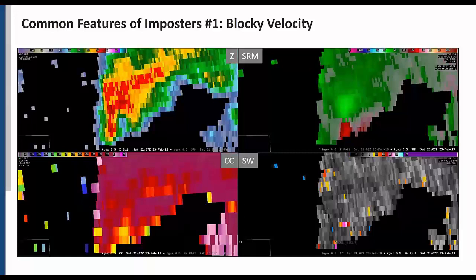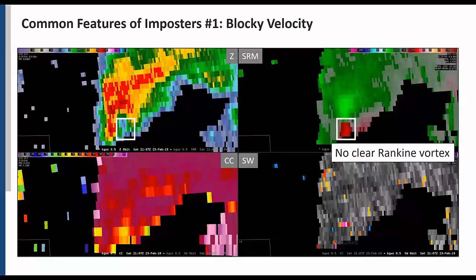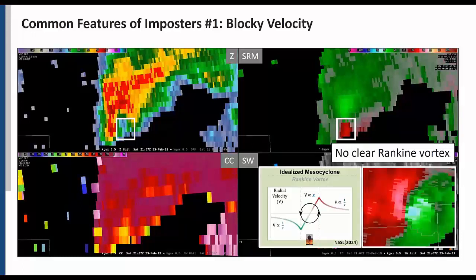The first thing we see is they tend to be blocky in terms of the velocity texture. This is that same example I was just showing a few slides ago. If we look at these outbound velocities, one of the things we see is a kind of monolithic appearance. It doesn't have that classic Rankine vortex appearance to it. Just for the sake of folks who may not be the most familiar with that concept, I have this illustration here.